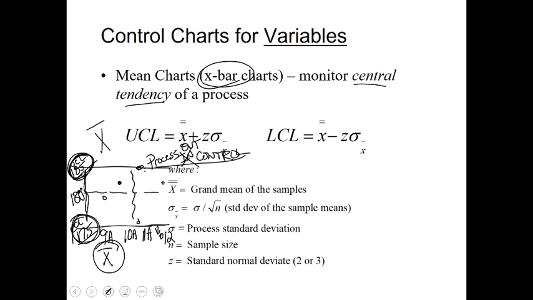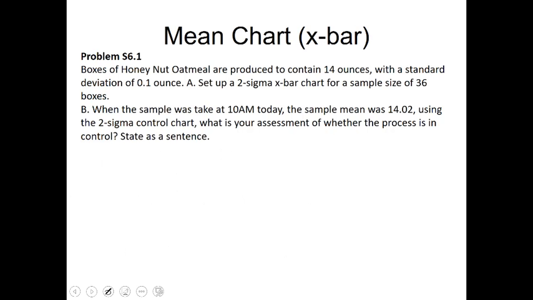And then we take appropriate action if they're not within those boundaries. So let's try one of these problems. Here we go. Boxes of Honey Nut oatmeal are produced to contain 14 ounces of cereal with a standard deviation of 0.1 ounce. Okay, we've got some good information here. That tells me that my process, X double bar, should produce 14-ounce boxes.